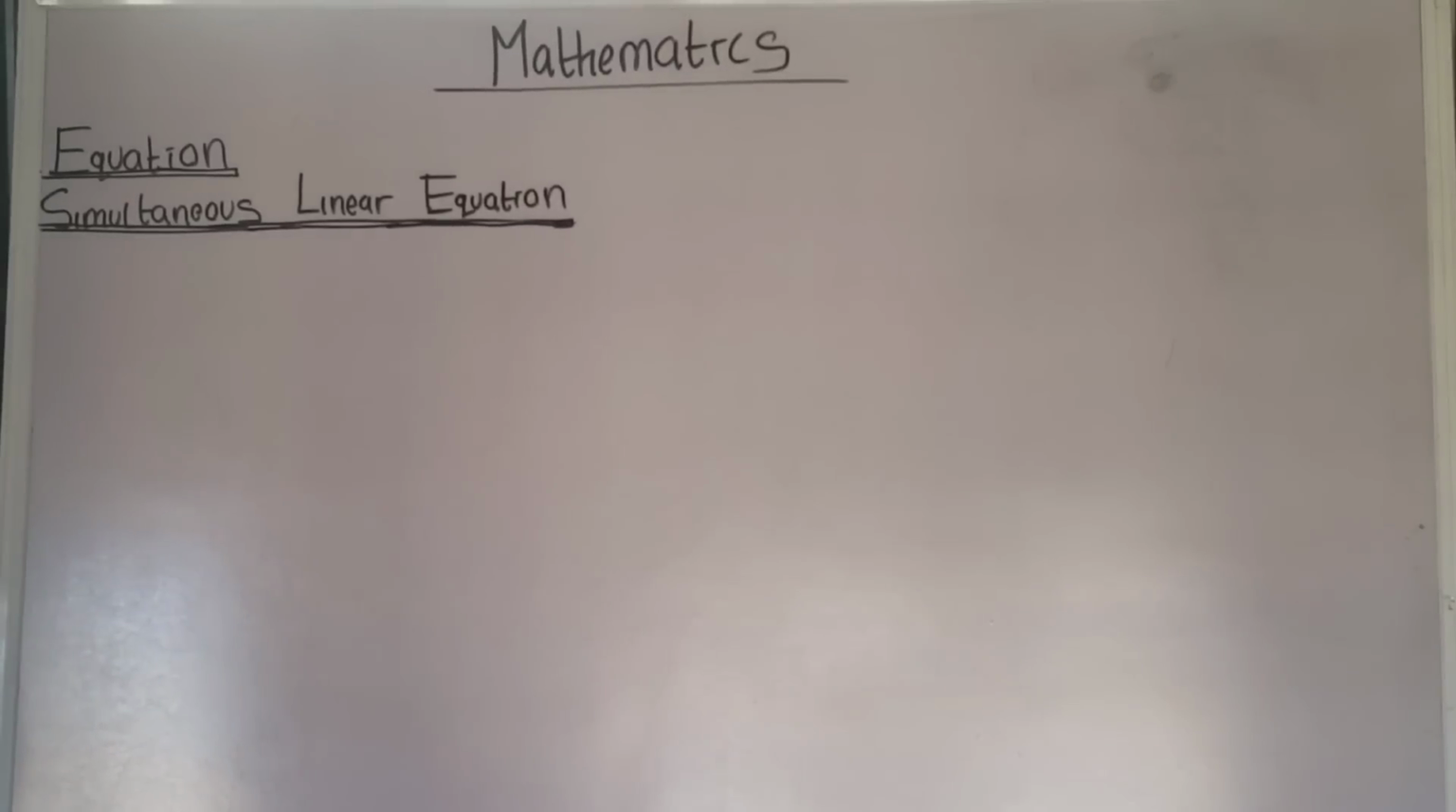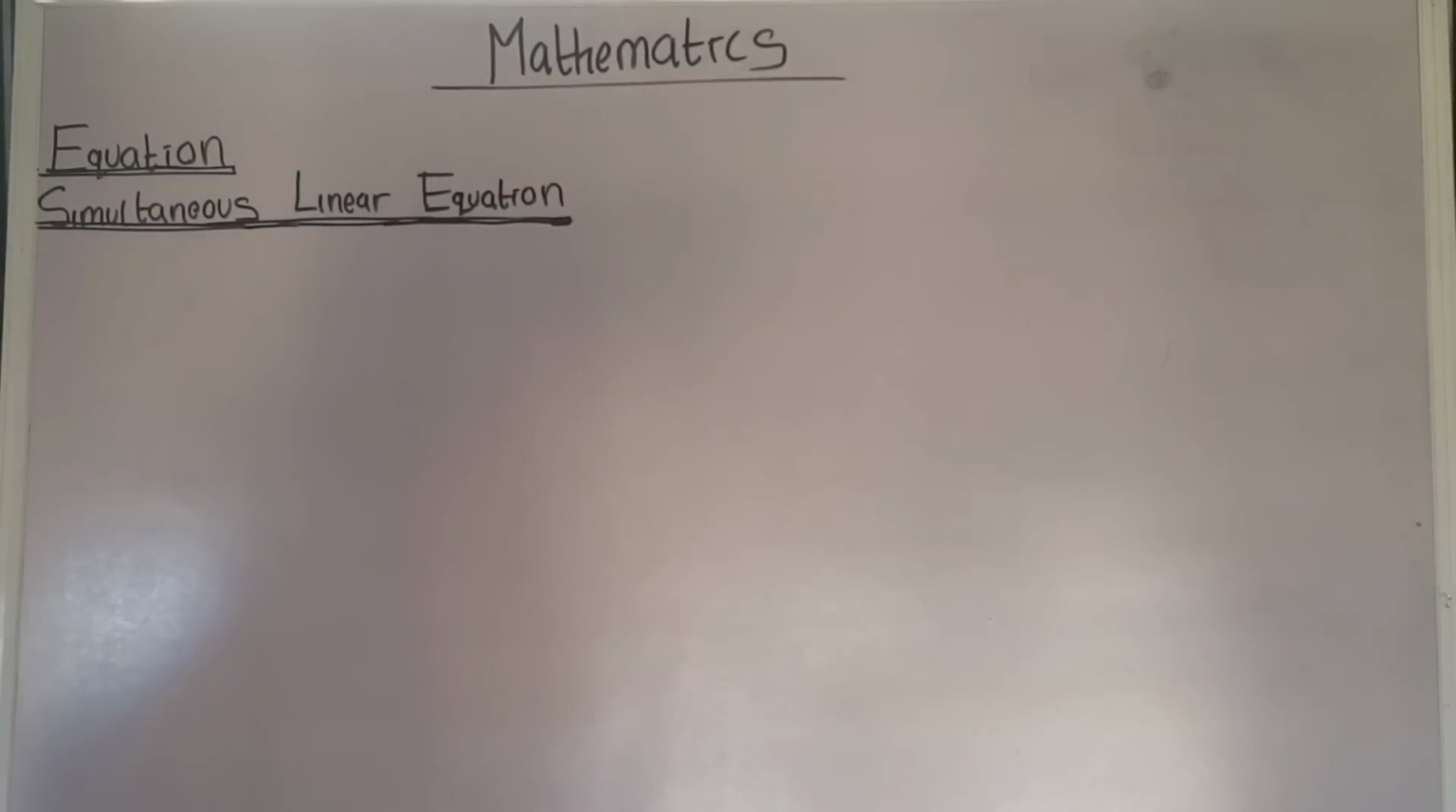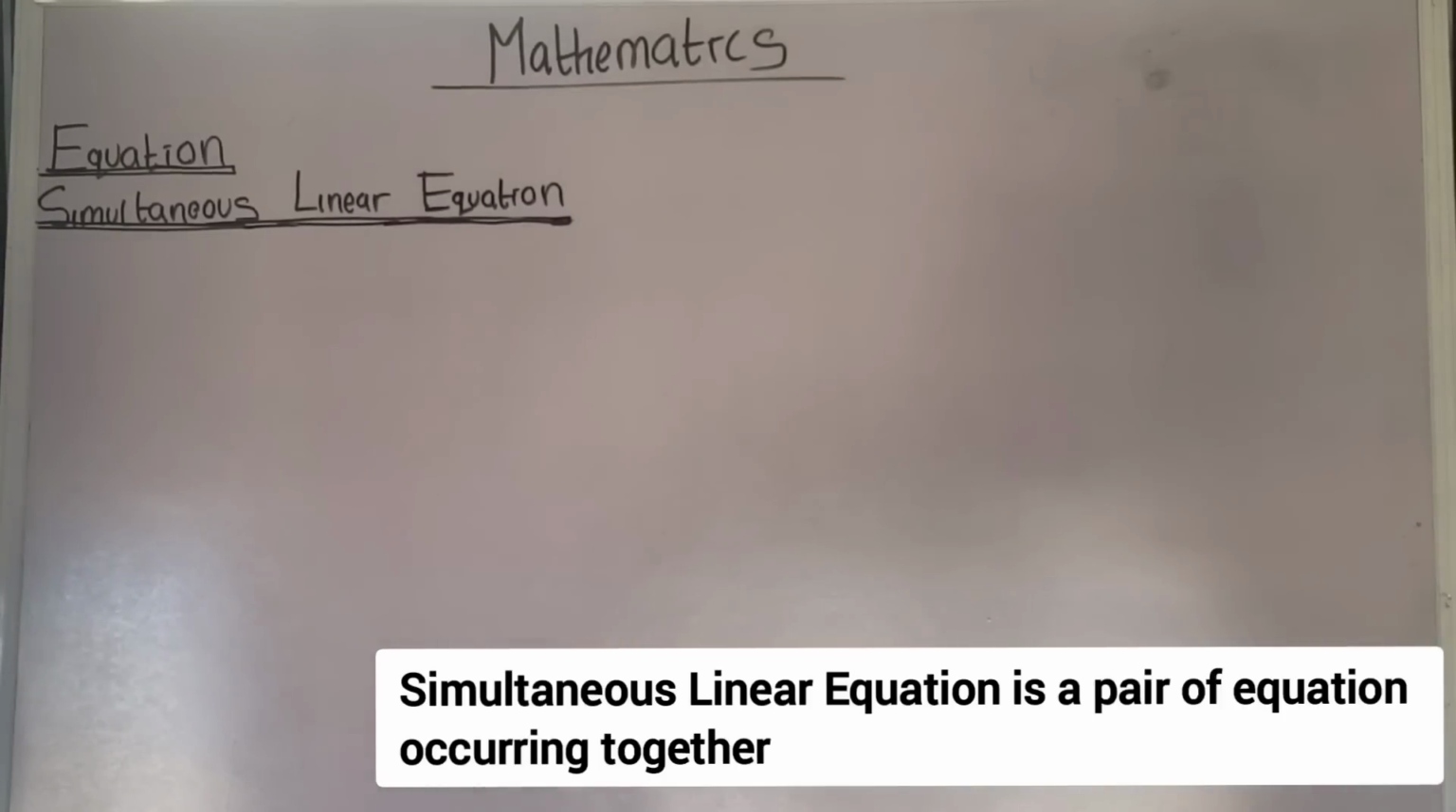In today's class, we're going to go over simultaneous linear equations. What do we mean by simultaneous linear equations? A simultaneous linear equation is a pair of linear equations occurring together. You see, the reason why we call it simultaneous is because we have two equations and these two equations are occurring together.